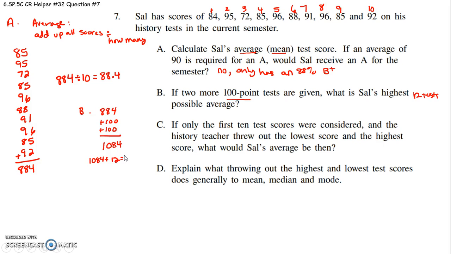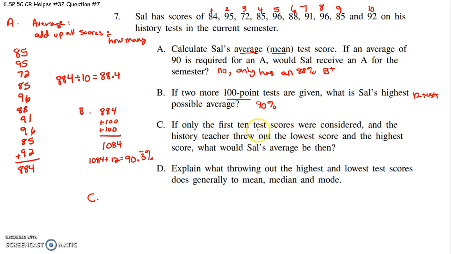Oh, let's see. Yay! He now has a 90.3 repeating percent average. So that tells us what's his highest possible average? 90% or 90.3 repeating. Yay! He got an A. Let's check out letter C.